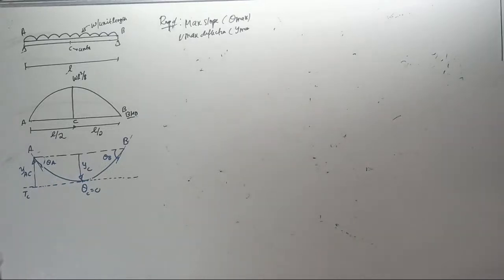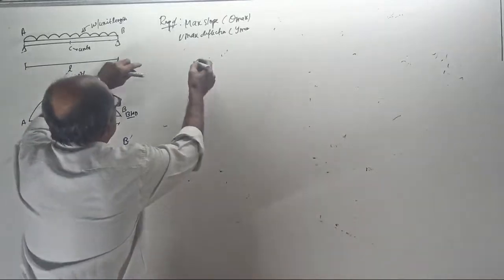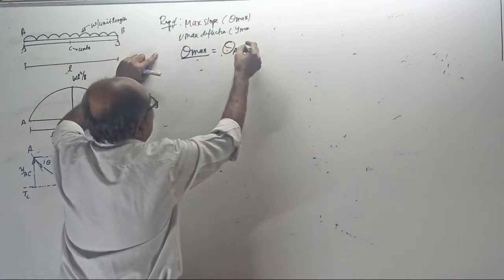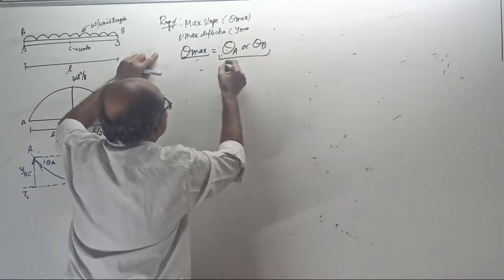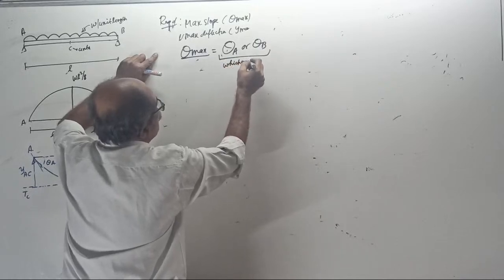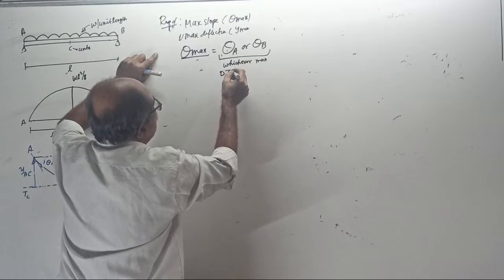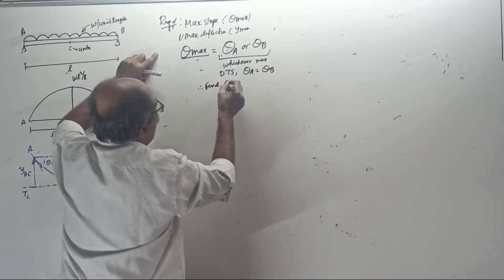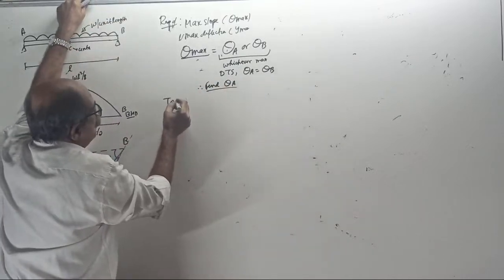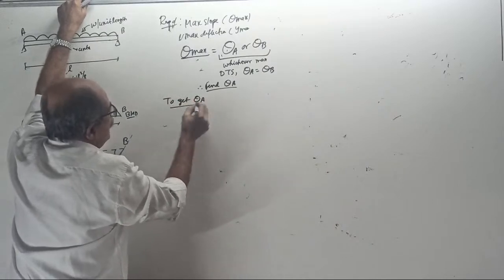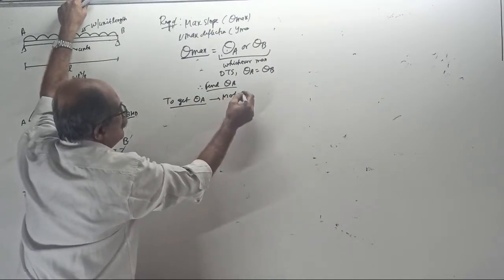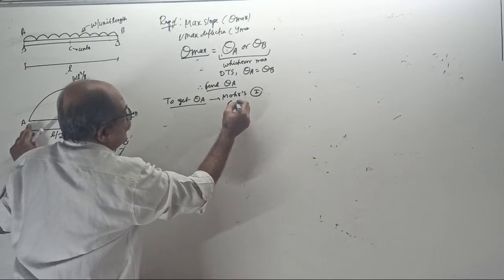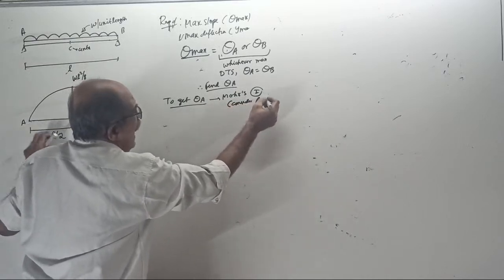Okay, start. Now, I will not waste time. First, theta maximum. In a simply supported beam, it is either theta A or theta B, whichever is maximum. But due to symmetry, theta A equal to theta B. Therefore, find any one of them, find theta A. Now, to get theta A, apply Mohr's first theorem. Consider the point A and the center C.